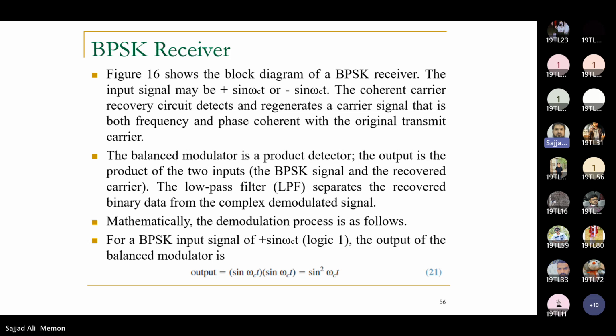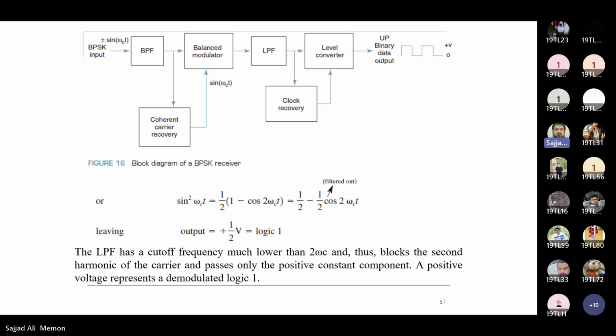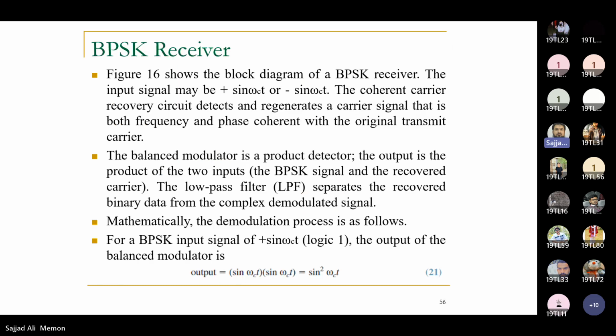Then we have the BPSK receiver. Figure 16 shows the block diagram of a BPSK receiver. So here you can see we have the BPSK input, band pass filter, and coherent carrier recovery. Then we have the balanced modulator, multiplying with the carrier sin omega ct, then low pass filter, clock recovery, and the level converter that will convert binary to unipolar. So that is how we demodulate the BPSK modulation.